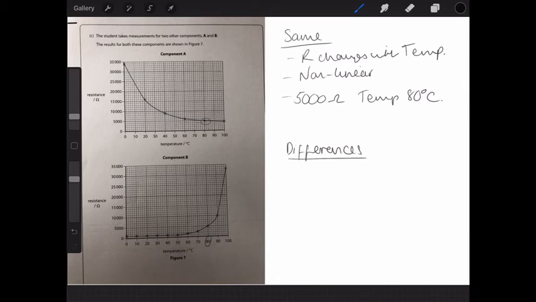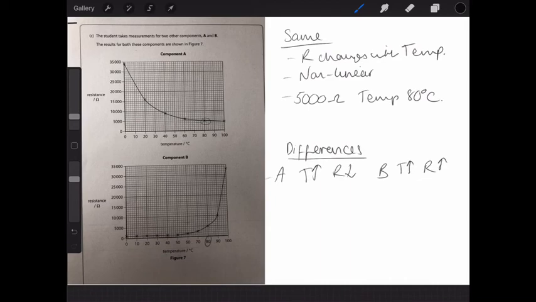Looking at differences, the one that jumps out at me is component A. As temperature increases, the resistance is decreasing, whereas for graph B, as the temperature increases, the resistance is also increasing. Non-linear, but that's a key difference. That's the first one that jumps out at me.